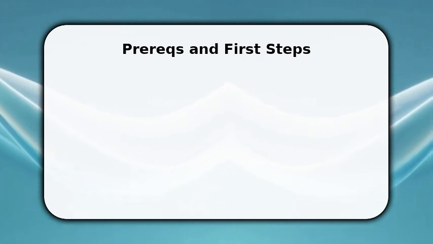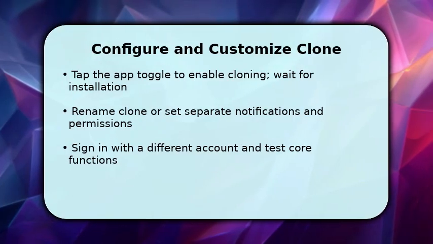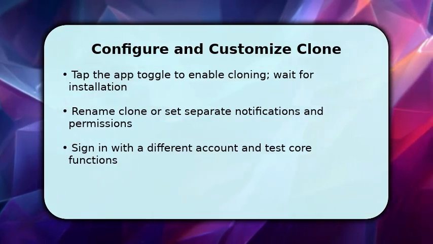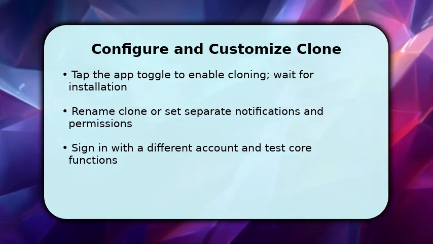After enabling the app toggle, wait briefly while the system installs the cloned instance. This creates an isolated app container.